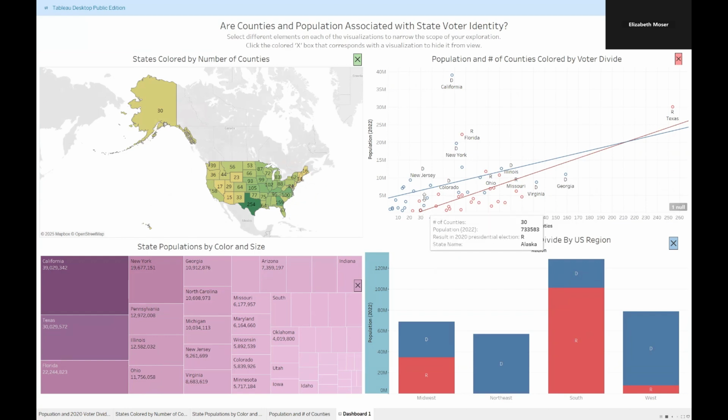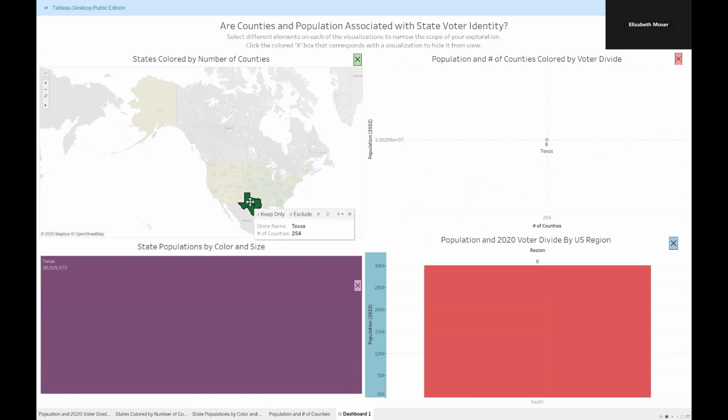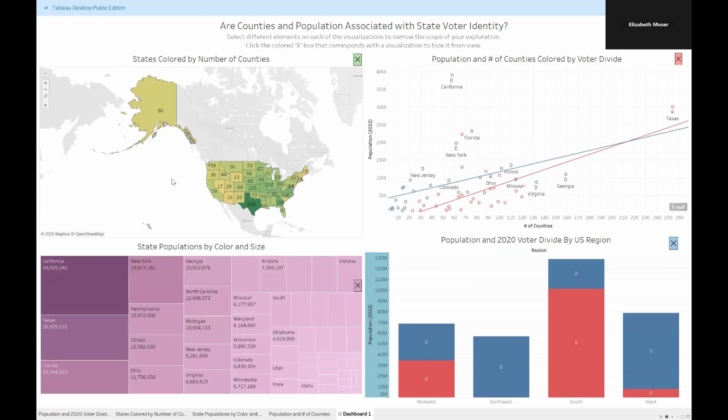In the first visualization, we use a map to view the number of counties per state. The map is colored so that the more counties a state has, the darker green it appears. Take Texas, for example. It has the most counties at 254, so it is the darkest green state on the map. Generally speaking, larger states are divided into more counties than smaller states.